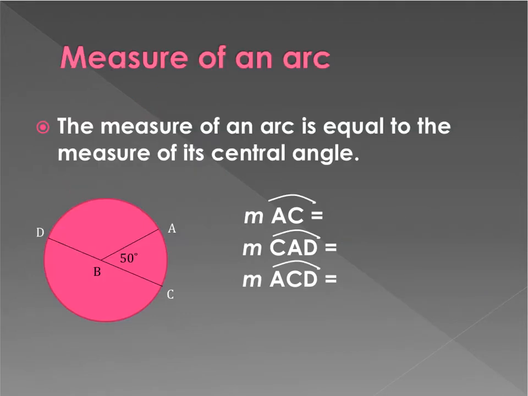Okay, next we have the measure of an arc. The measure of an arc is equal to the measure of its central angle. So we can see here that AC has a central angle of 50, so the measure of arc AC is going to be 50 degrees. So it's the same thing as the central angle.